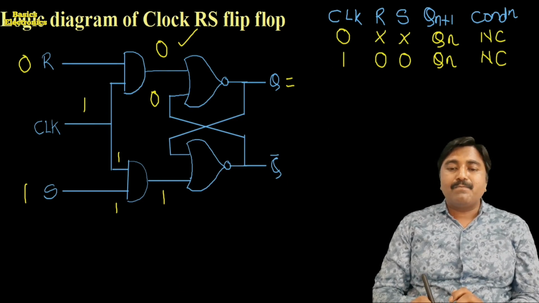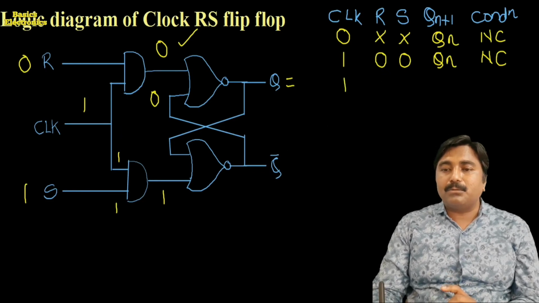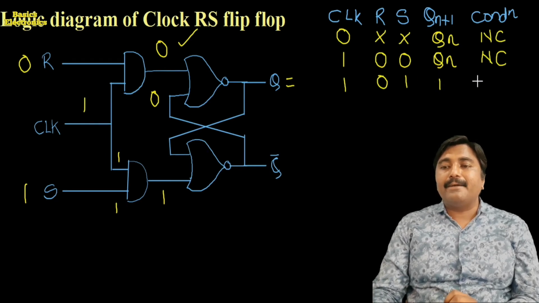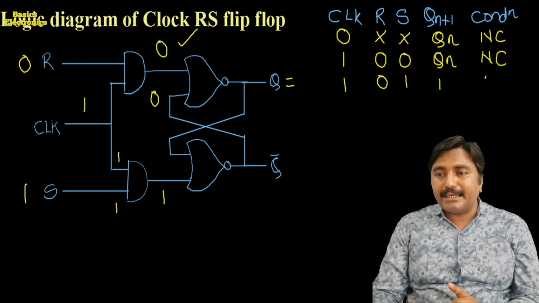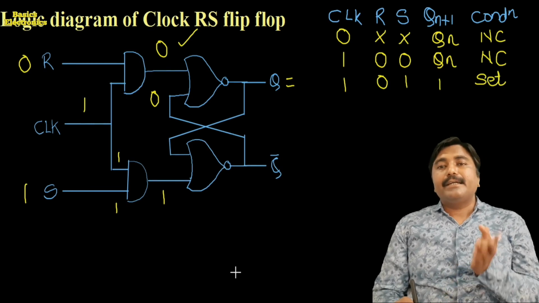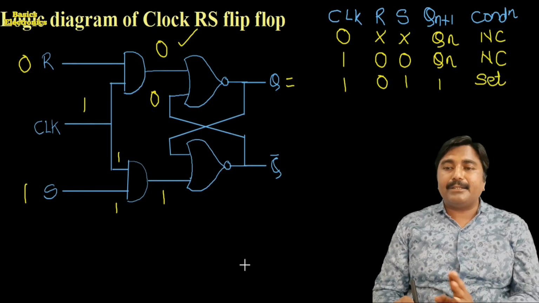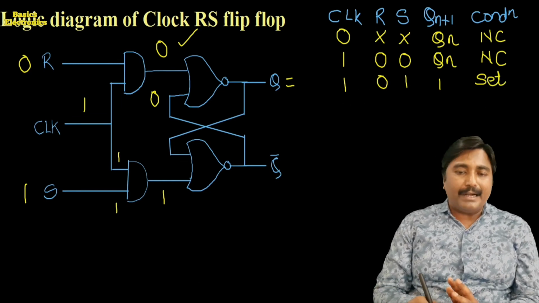Okay, so we write down the same state in the truth table. Clock pulse is equal to 1, R is equal to 0, S is equal to 1. Here we get Q is equal to 1, and here the condition we call the set condition. Okay, you may interchange the inputs in the truth table, but the sequence is 0 0, 0 1, 1 0 and 1 1.